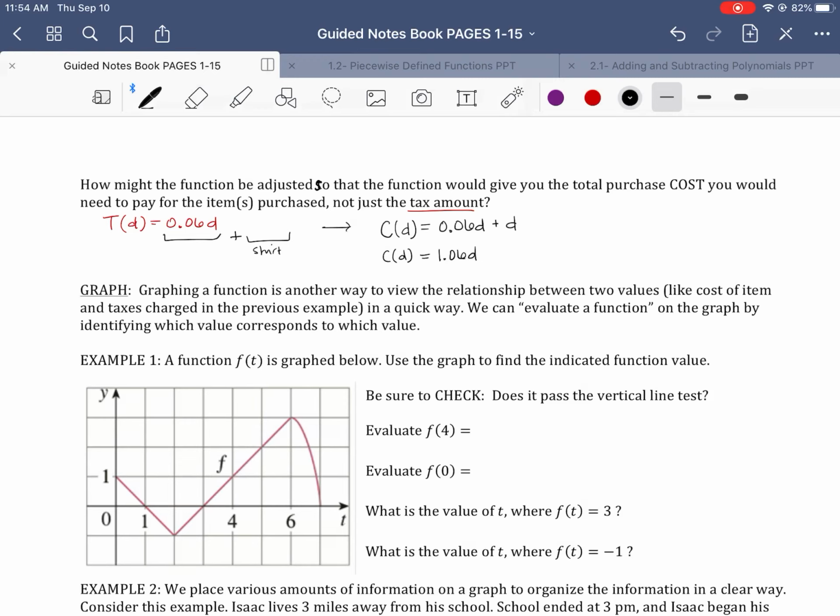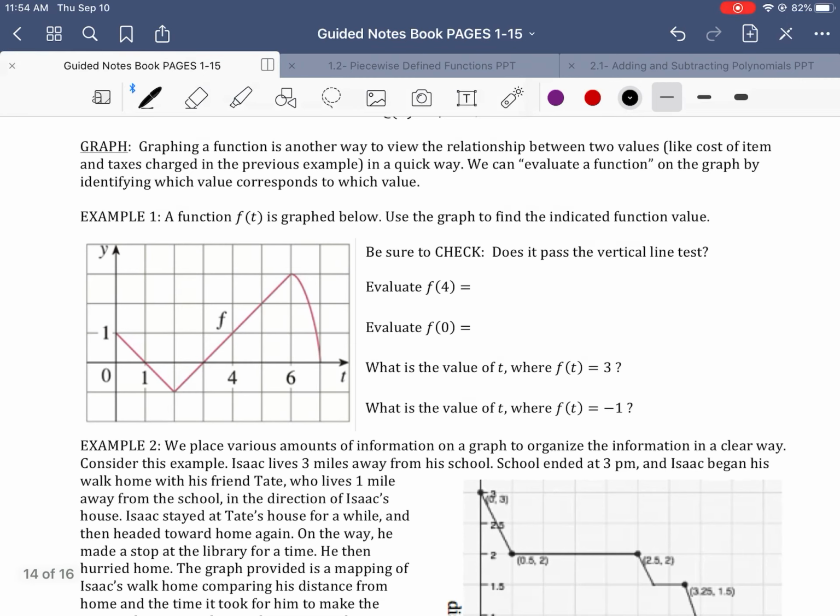From a graph, let's look at a graph. So graphing a function is another way to view the relationship between two values, right? We can see a lot of the inputs are like our x values, the outputs are our y values, and every point on our graph represents an input and output. So we can evaluate the function on the graph by identifying which value corresponds to which value. So we've graphed a function f of t on this graph, and we're going to use it to find the indicated value.